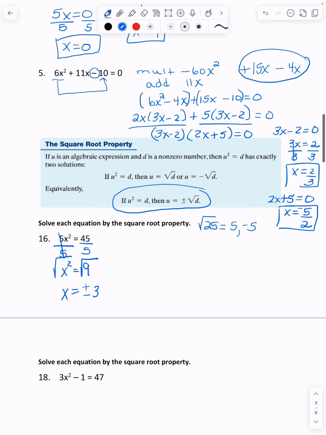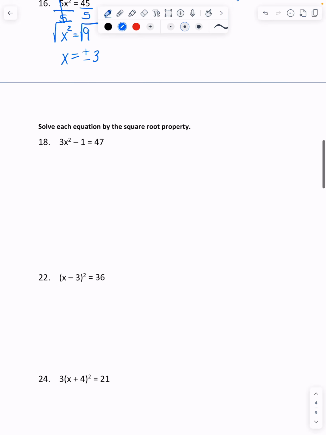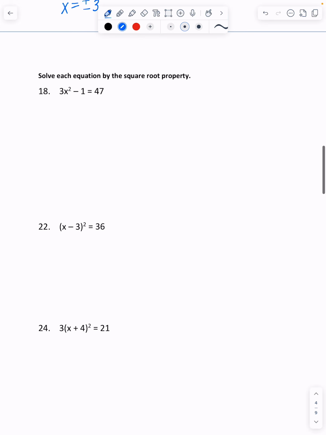Let's look at another example. Solve the equation by the square root property. You can see here that my x squared is not by itself. So let's get that by itself first. I have to take care of this minus 1 before I can work with anything else. So I'm going to do the opposite. I'm going to add 1 to both sides.